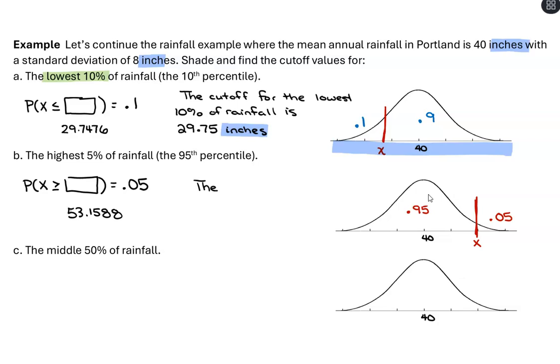So the highest 5% of rainfall is above about 53.16 inches.